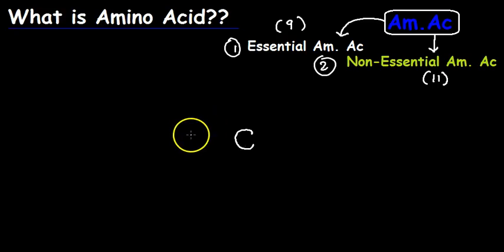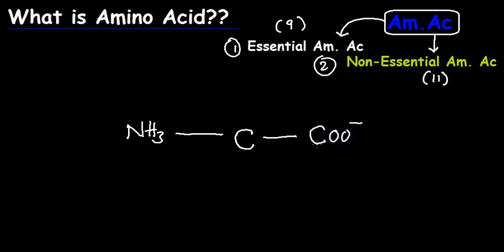On the left-hand side, we have the amino group, NH3. This part contains nitrogen and hydrogen atoms, and it helps amino acids bond together to form proteins. The next thing is the carboxyl group, which contains carbon and oxygen atoms. It gives amino acids their acidic nature. On top, we have the hydrogen, which is just a simple hydrogen.